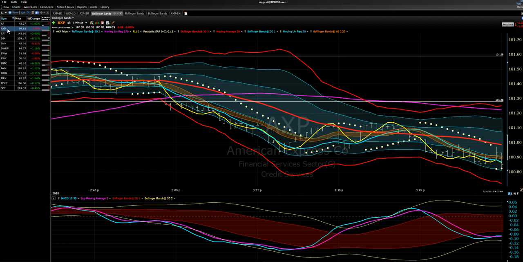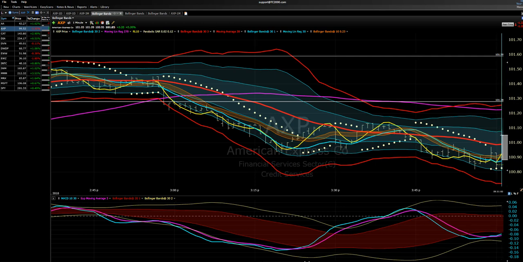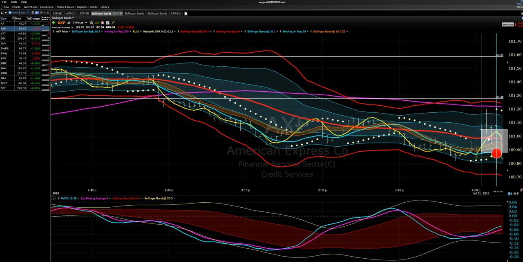Okay, next up is American Express. This was yesterday's close. Finance was weak, so we were prepared for more weakness today. We set up our hybrid frog box. The open was a slight gap up. Almost immediately get a hybrid frog entry to the downside with a stop right at the open.